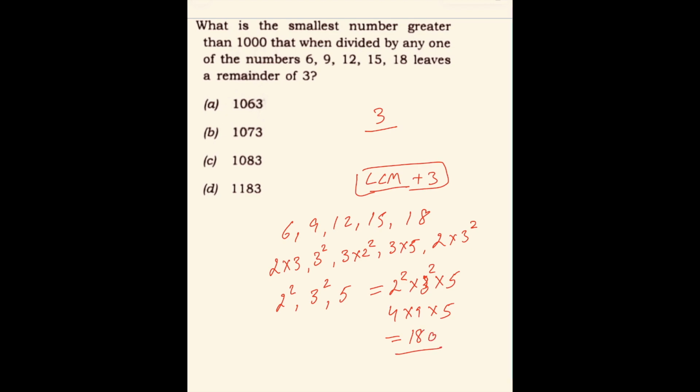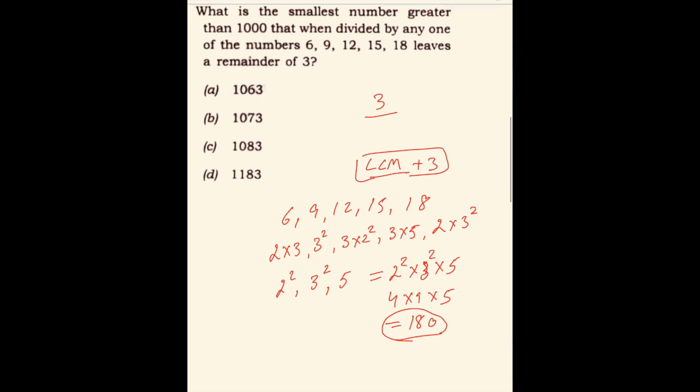So 180 is the least common multiple. So the number we have to find out has to be a multiple of this. So what is the smallest 4 digit number that we are looking for? 180 into 5 will make 900, and if we add another 180 to it, then it will make it 1080, and we have to have a remainder of 3, so it should be 1083. The answer should be 1083.